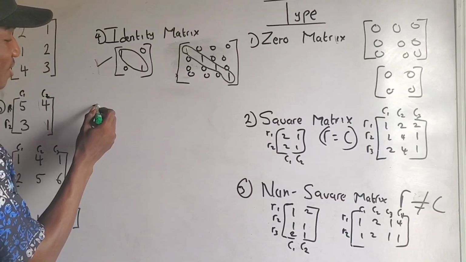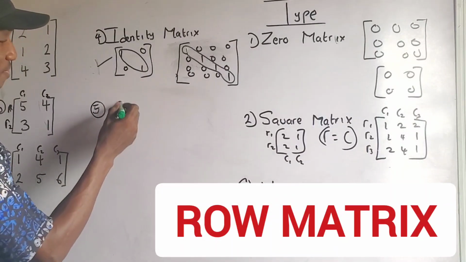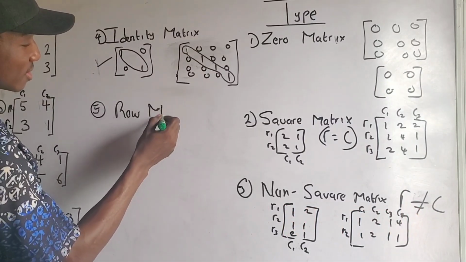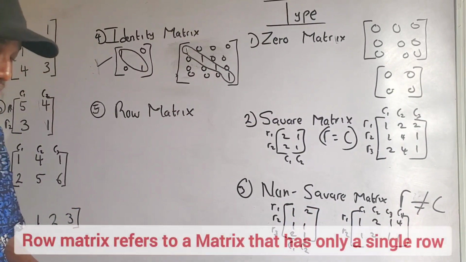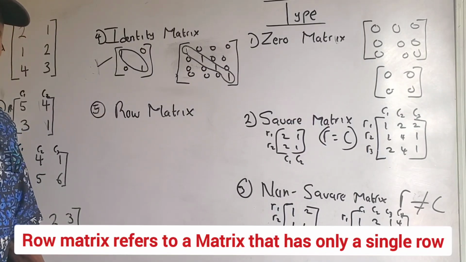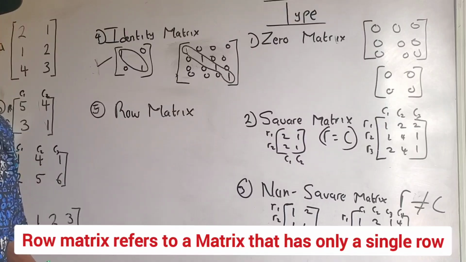Another type of matrix that we're going to talk about is row matrix. You understand? Row matrix. Row matrix is a kind of matrix that has only a single row. Do you understand? That's it. Any matrix that has only a single row is called row matrix.